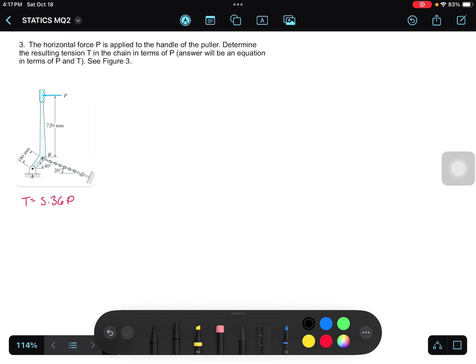Let's answer quiz 2, number 3. The horizontal force P is applied to the handle of the puller. Determine the resulting tension in the chain in terms of P. Answer will be an equation in terms of P and T.